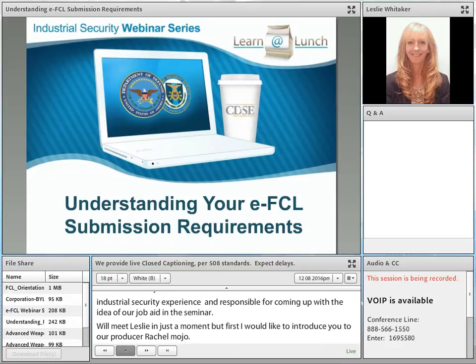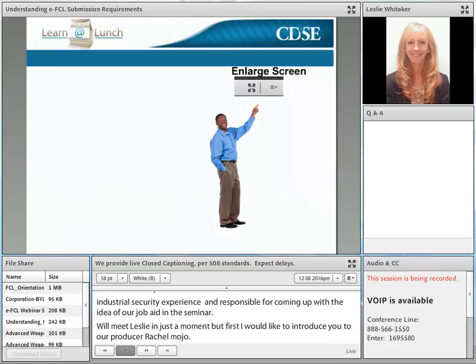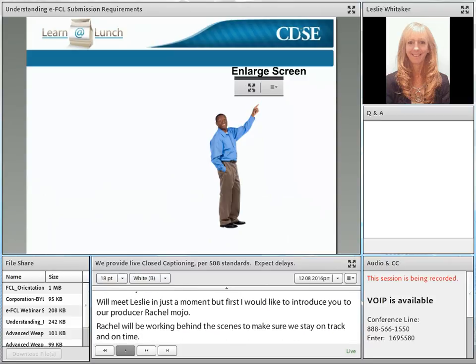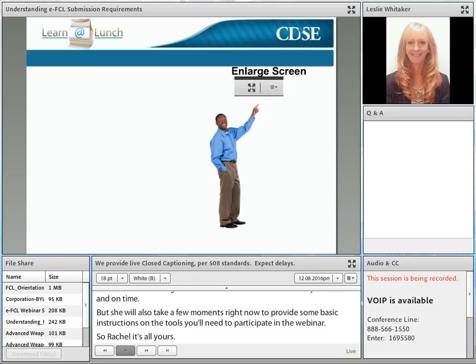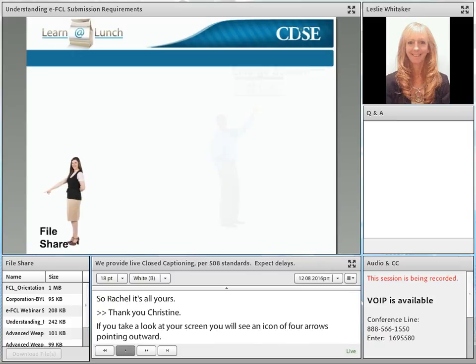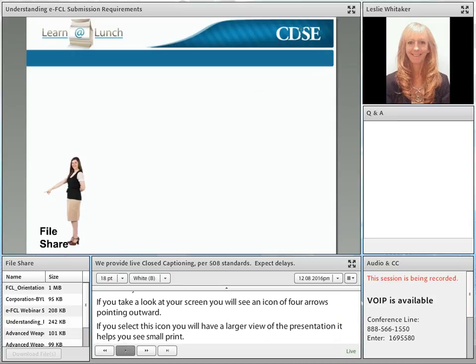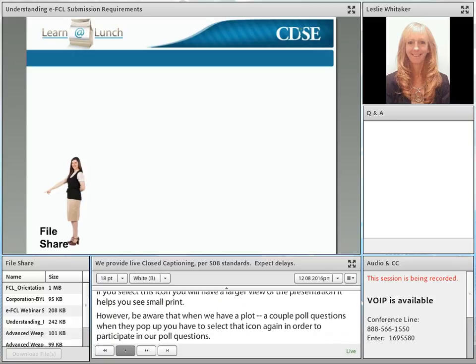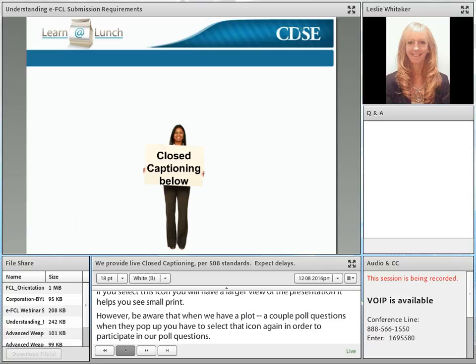All right, thank you, Christine. If you take a look at your screen, you'll see an icon of 4 arrows pointing outward. If you select this icon, you'll have a larger view of the presentation, helps you see small print. However, be aware that we'll have a couple poll questions. When they pop up, you'll need to select that icon again in order to participate in those poll questions. Next, you're going to see a box at the bottom of your screen. This is a file share pod. It has several PDFs. One contains today's slides, and there are several other documents that Leslie will refer to throughout the presentation. Next, you can see closed captioning.